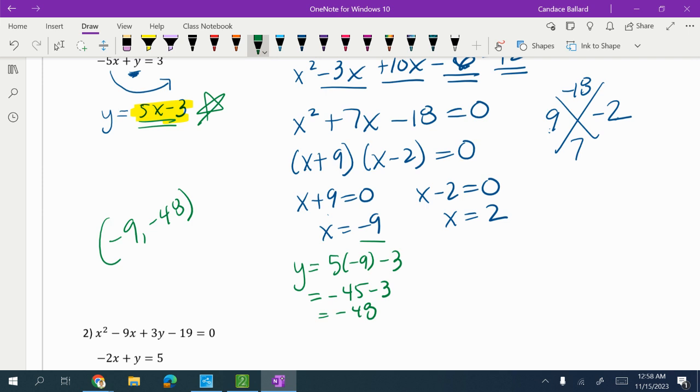I'm going to do the same thing for x equals 2. I get y equals 5 times 2 minus 3. 5 times 2 is 10. 10 minus 3 is 7. So my other coordinate is 2, 7.